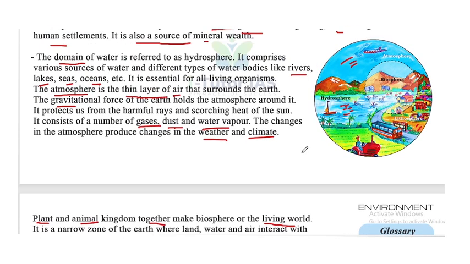Look at this picture and this circled portion. This is the biosphere. It contains the atmosphere, hydrosphere and lithosphere. The plant and animal kingdom together make the biosphere. So the plants and animals in the lithosphere, in the atmosphere and in the hydrosphere comprise the biosphere.